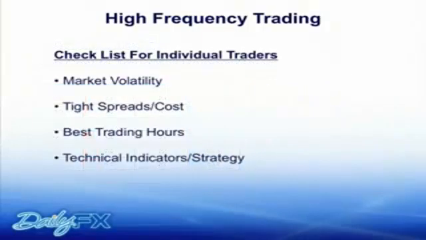So here's a quick checklist for individual investors. First thing we want to look at is market volatility. Market volatility is a good thing for traders, especially if you're looking to trade on a day-to-day basis. If you're just looking for those quick ups and downs, we certainly need that volatility in order to reach our targets. But at the same time, one thing we also want to look for is tight spreads and costs. As I just showed you with the chart before this, if we do have higher cost of trade, that certainly weighs on our profits.